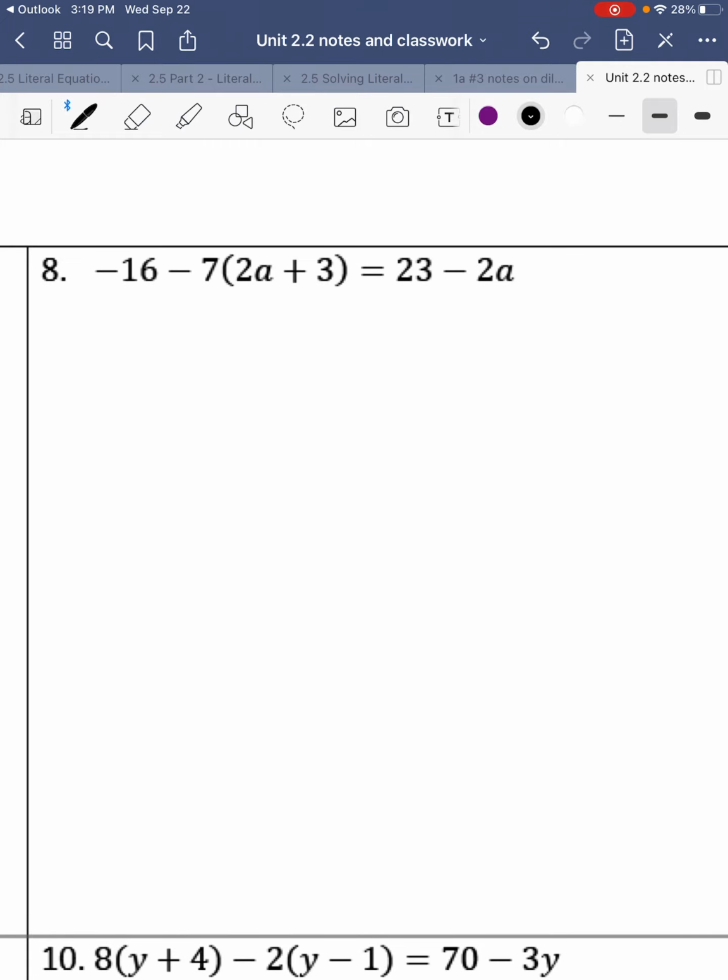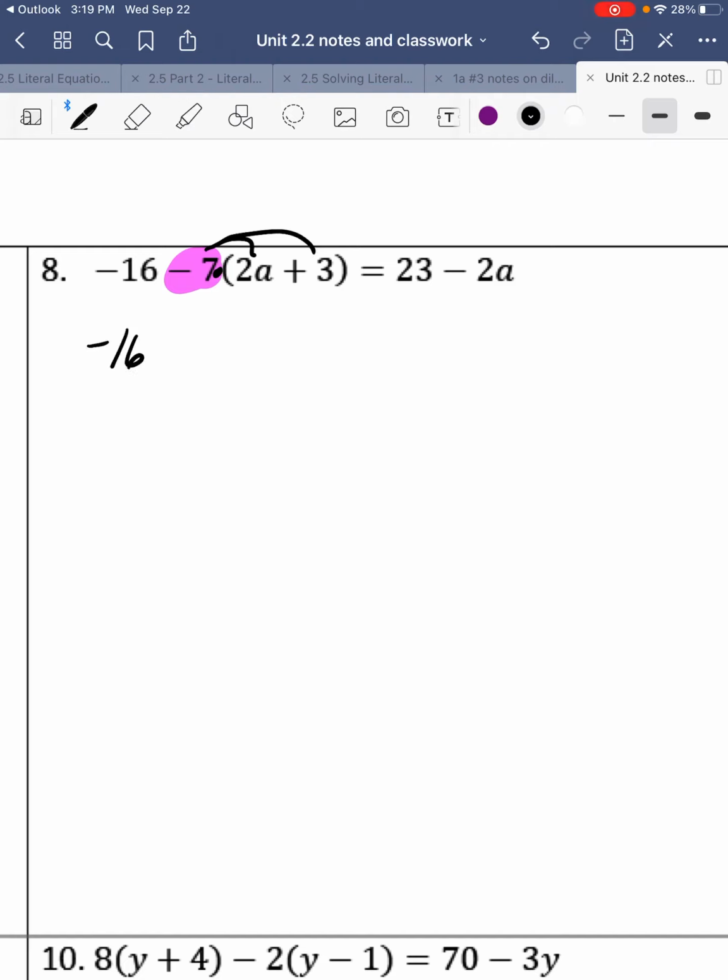All right, number 8. Ooh, this one's a doozy. This one gets me a lot of times. You see this -16 minus 7, and you really want to do that. Got to remember order of operations, though. Before you can subtract, you have to multiply. So we need to multiply this -7, distribute it into the parentheses. So that -16 actually doesn't do anything for a bit.